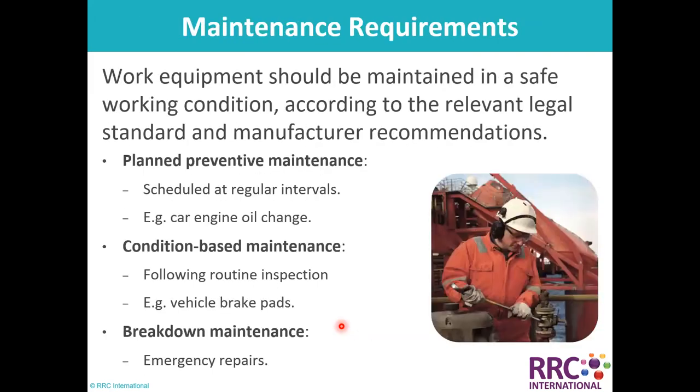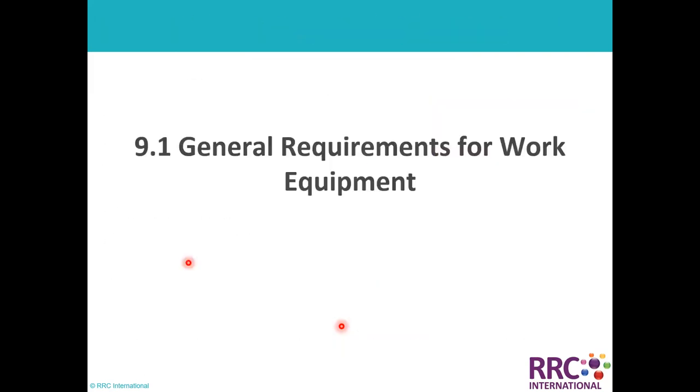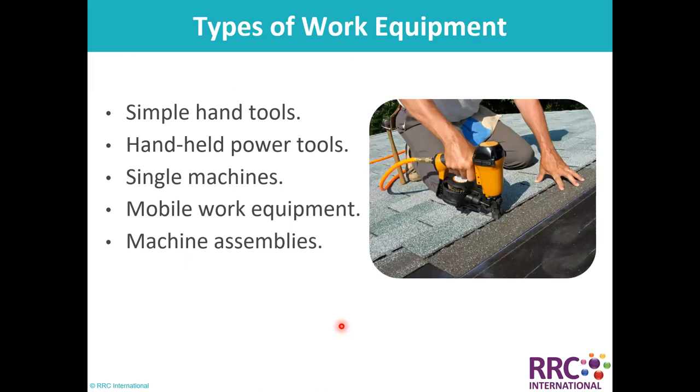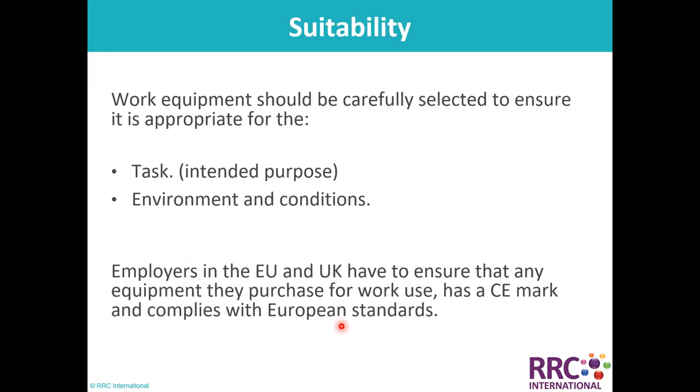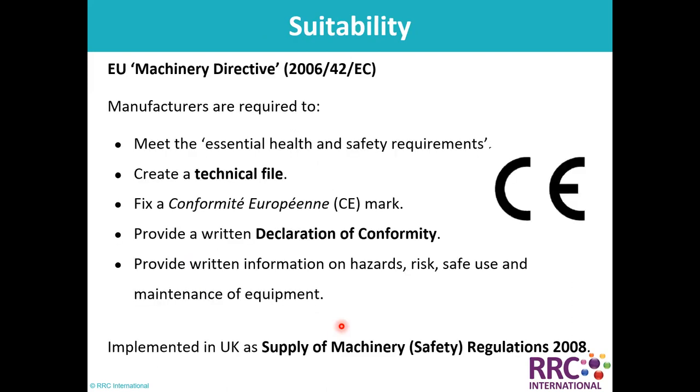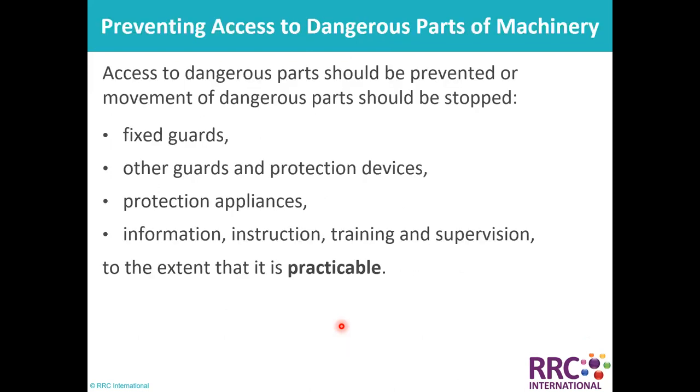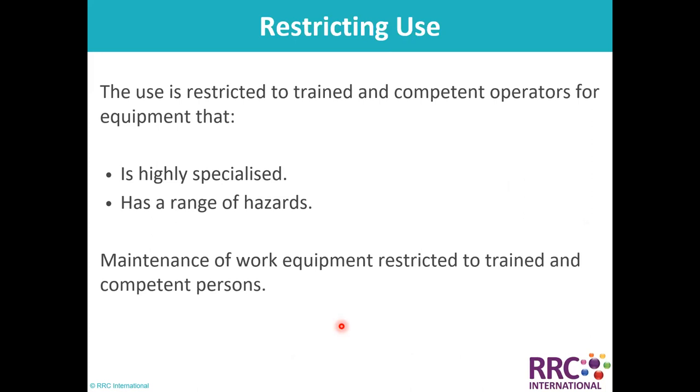In this module, what did we discuss? We started with the introduction of the basic or main types of work equipment, from simple hand tools up to machine assemblies. Then we discussed suitability, in which we covered the task, environment and condition. Regarding suitability, we discussed the legal standards and different kinds of protection from the moving parts of machinery.